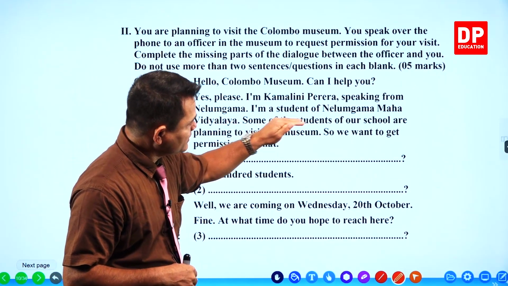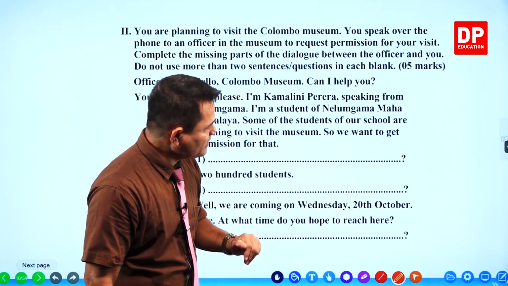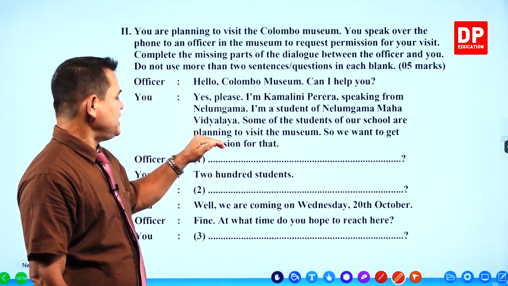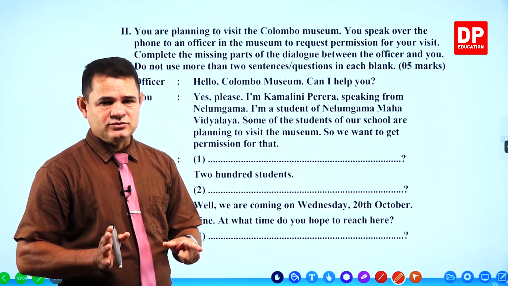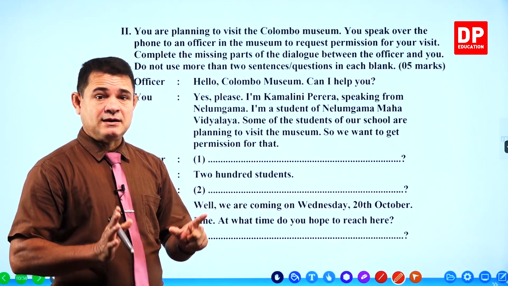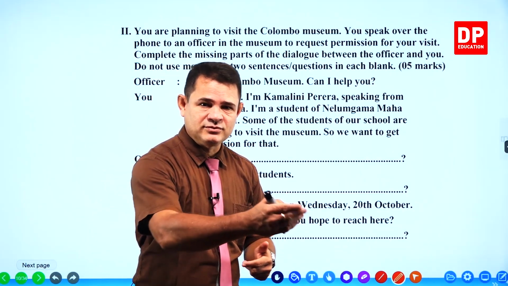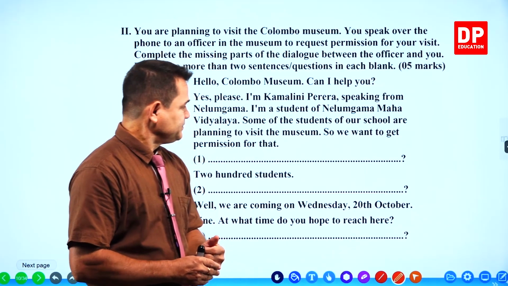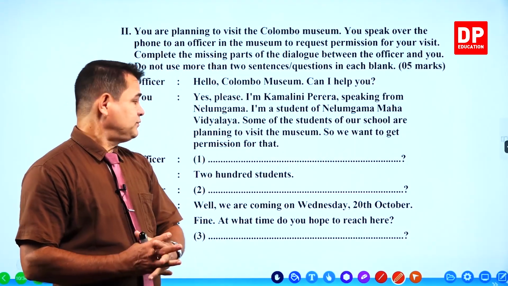I am a student of Nelungama Mahavidyalaya. Some of the students of our school are planning to visit the museum. Now she is telling, I am from this school and some of our students are planning to visit the museum. So we are planning to come to see your museum. So we want to get permission for that.